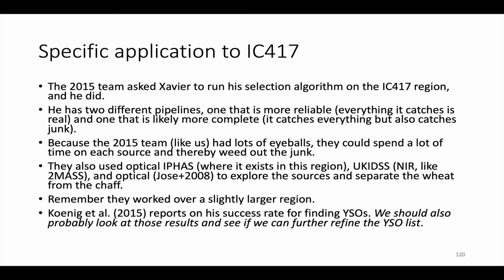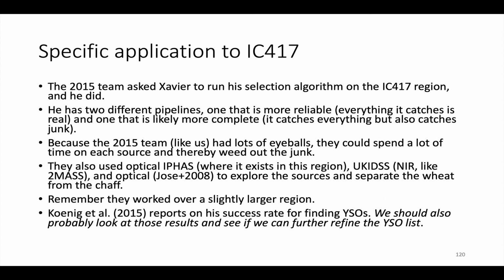So because the 2015 NITARP team, just like us, had lots of people working on it, they spent a lot of time on each source so they could weed out the junk. They also used optical IPHAS data, so that's r, i and H alpha, where it exists. It doesn't cover our whole region. There's a piece that's missing. They also used UKIDSS, which is near infrared like 2MASS, and they used the optical data from the Jose et al. 2008 paper to explore these sources and try to weed out the young stars from the garbage. And they also worked over a slightly larger region than we're working.